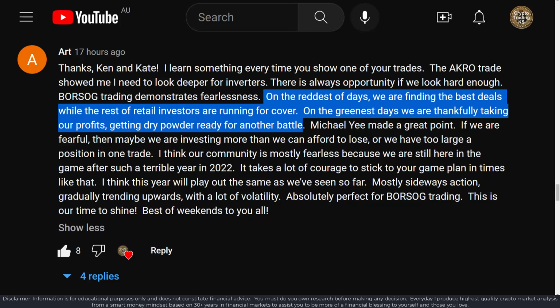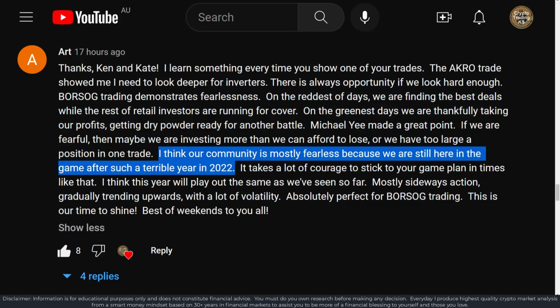Art said, on the reddest of days, we're finding the best deals while the rest of retail investors are running for cover. On the greenest days, we are thankfully taking our profits, getting dry powder ready for another battle. Michael's comment about managing your position size is very important if you feel uncomfortable with the amount of money. If it's causing you sleepless nights to put so much money on a trade, just scale it down.